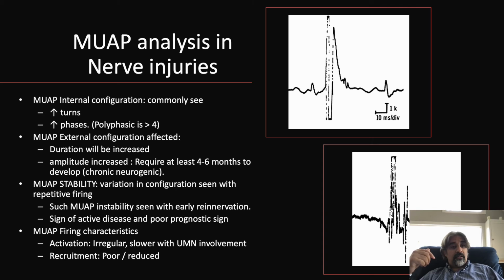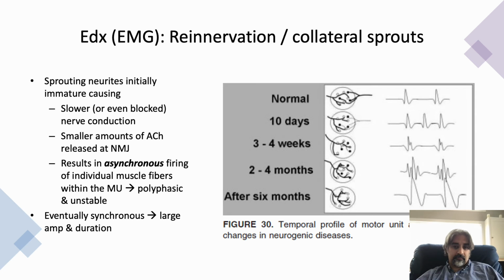For example, the number of turns and phases will increase. The duration and the amplitude will eventually increase. The stability that we talked about might be different as the collateral sprouts are initially immature. And there might be differences in terms of how many motor units are recruited.